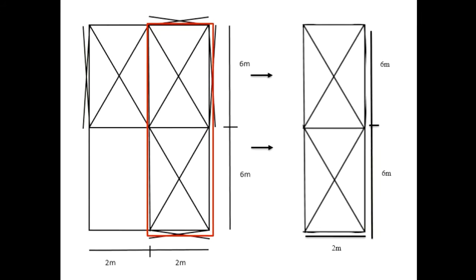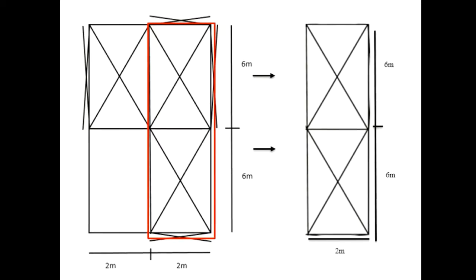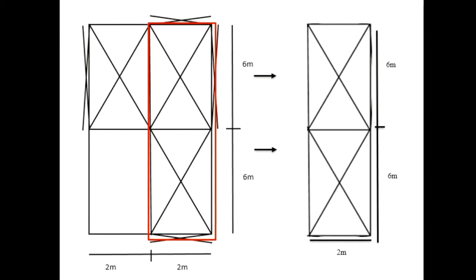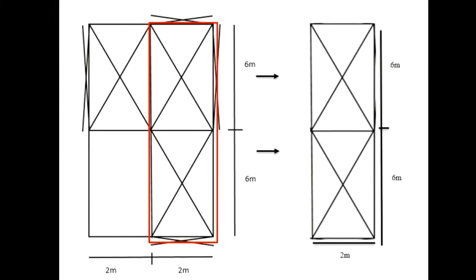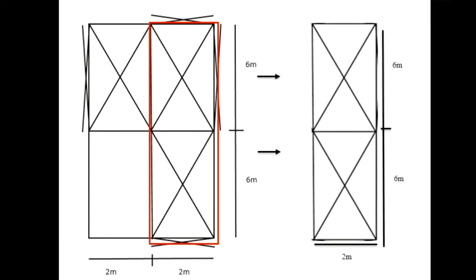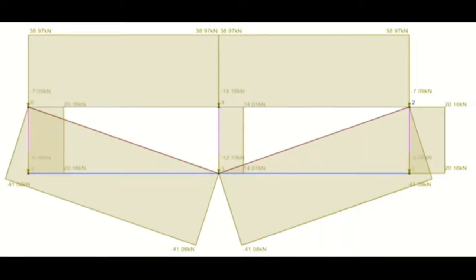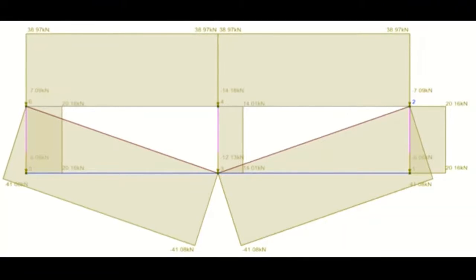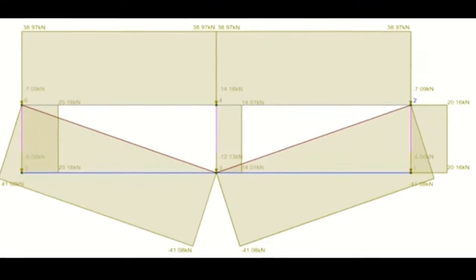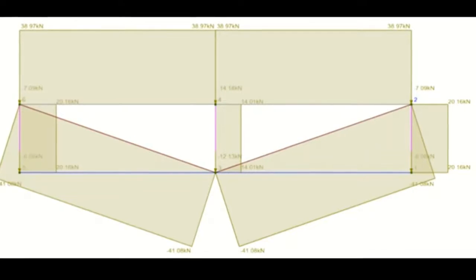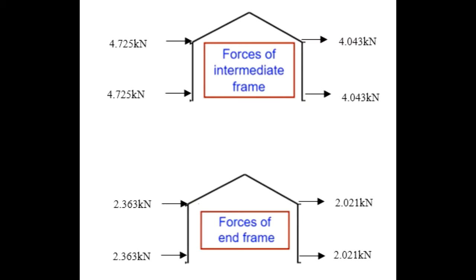Design roof bracing. Members that are under tension will be designed using an equal angle, and the members that are under compression will be designed using a square hollow section. The diagonal members require 41.08 kilonewtons of tensile strength and will be designed with a 150 by 150 by 19 equal angle. The struts require 38.97 kilonewtons of compressive strength and will be designed with a 75 by 75 by 4 square hollow section. Y direction roof bracing.